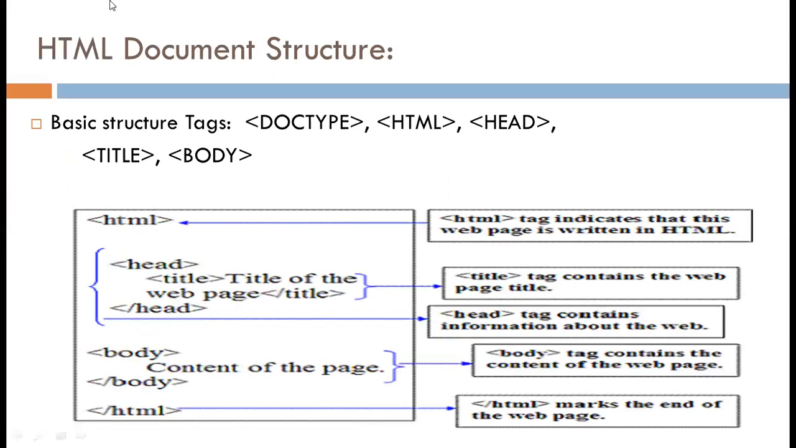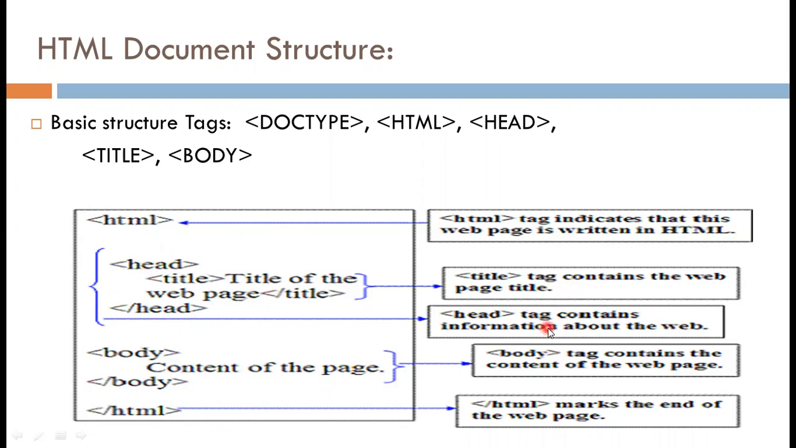Now, document structure of HTML. Basic structure of HTML contains 4 main tags like html, head, title and body. The structure of an HTML web page is like this. It starts from the html tag and ends with /html. Between this, all the coding is done. The html tag indicates that this web page is written in HTML and the /html tag indicates the end of the web page.